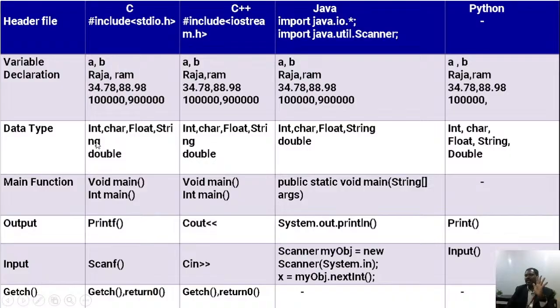So these 5 data types only we can use, right? In variable declaration, all the programming languages follow the same thing. So single letters, words, or decimal values, long digit numbers, like so.